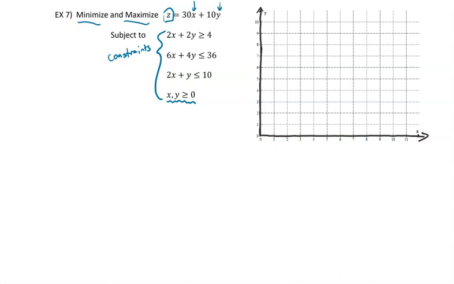So before we get to the minimize and maximize part, we're going to do the same thing. We are going to graph all of these. Once we graph them, we are going to shade the region. We're going to find the corner points, and then that's where our new part is going to begin. So let's start by graphing all of these. So I'm going to go ahead and use my same little color scheme that I've been using.